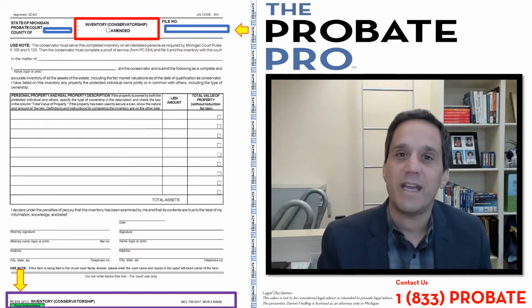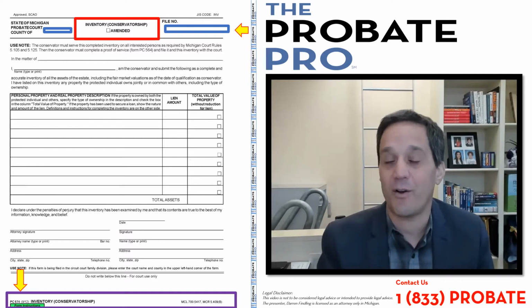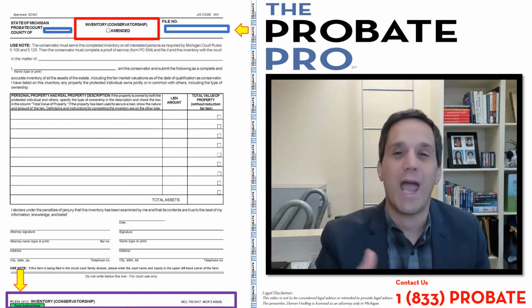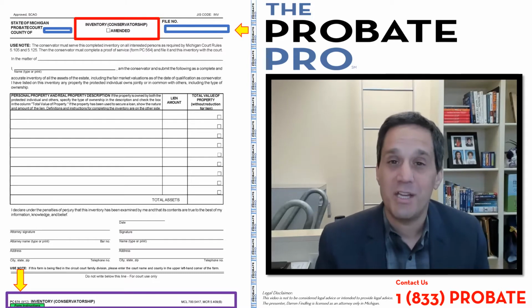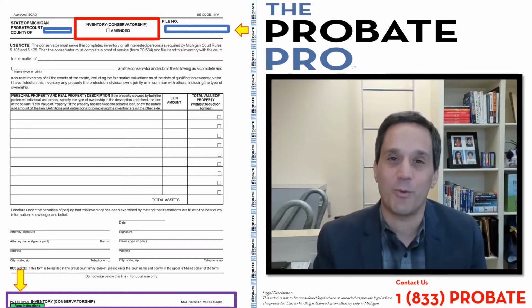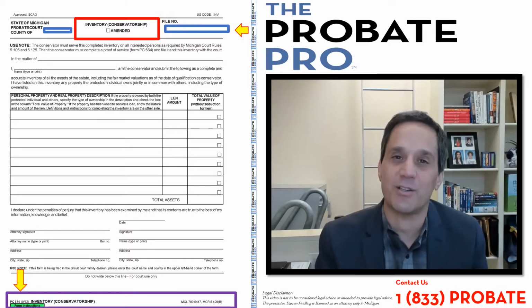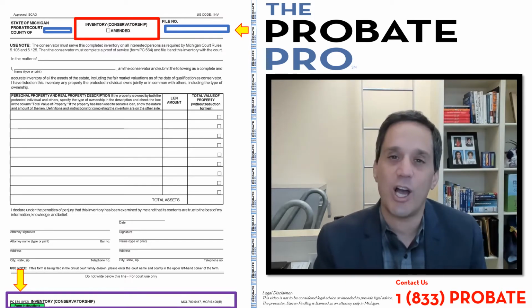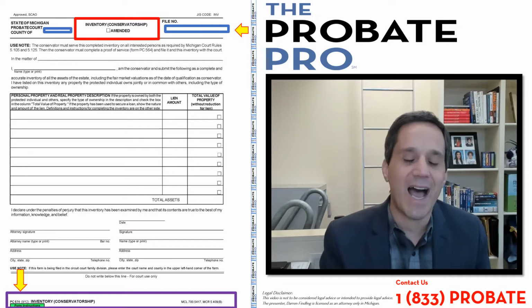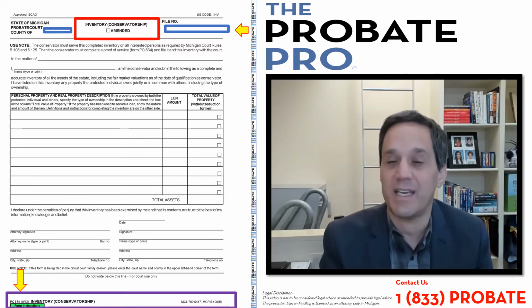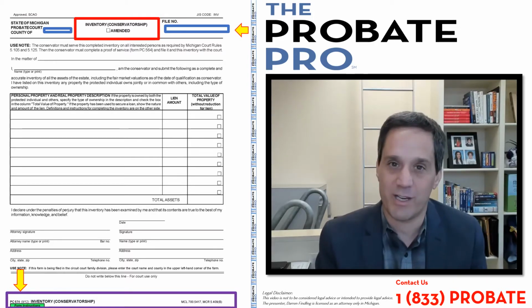This form can be readily obtained through the internet, or you're welcome to call my office. We're happy to provide it free of charge. As you can see from the red rectangle where the title is, it is a particular type of form used in a particular context. In this case, a conservatorship. It's not the same inventory that's used in a deceased probate administration.